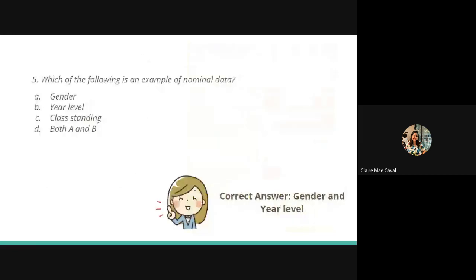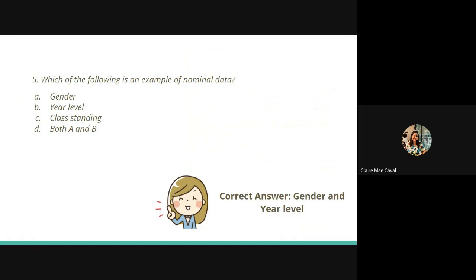Number 5. Which of the following is an example of nominal data? Letter A, gender. B, year level. Letter C, class standing. D, both A and B. The correct answer is both A and B. That's gender and year level. So I have received questions regarding this because year level is also said to be an ordinal data.